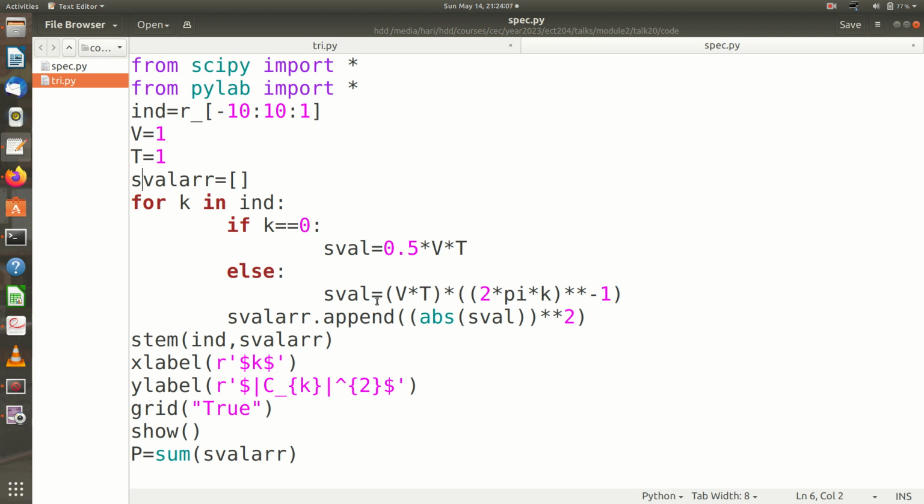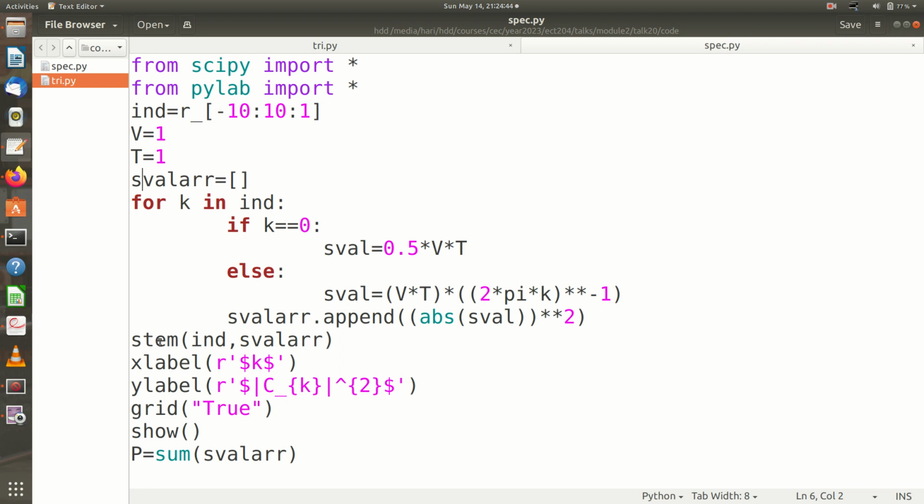If k is not equal to 0, the s value is VT divided by j 2 pi k. I have omitted the j because this real value, mod ck squared, is what I am plotting. So it is VT by 2 pi k, raised to the power of 2. Now the absolute value of s value squared is taken and appended to the blank array. So after the full iterations, the s val array will contain mod ck squared for different values of k.